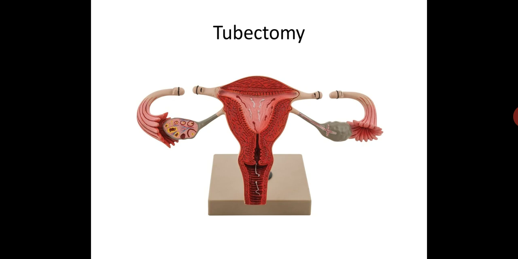And you can see how the tubectomy is done. This is the fallopian tube. Here it is cut and the knots are made and it is ligated. So that prevents the entry of the egg and the fusion with the sperm during fertilization.